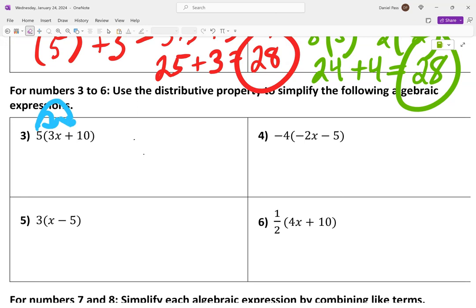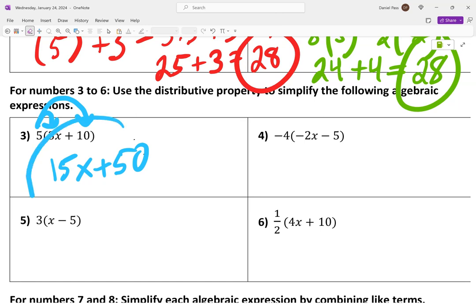Excellent. Okay, and that means multiply by the way. So you do 5 times 3x, which gives 15x. Do we agree? Yes. And then 5 times 10, which gives positive 50. Okay, cool. Now, are we done or should we add those together? You're done. Don't add them together. Careful, careful, because one's an X and one's not. Okay? Careful. Okay, next one.